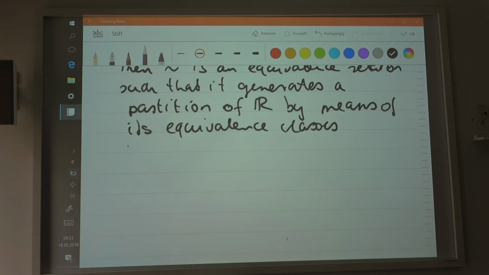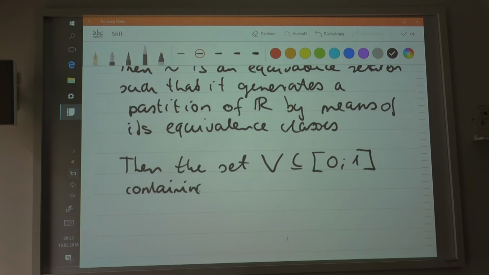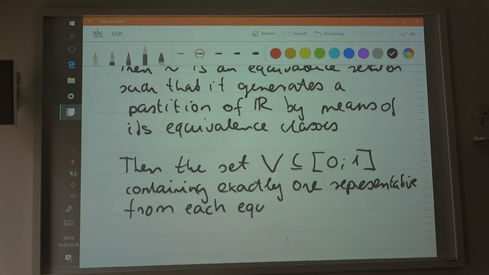Now, what we do is the following. For every equivalence class that we have, we select a single element, okay? And the set, remember, I call it capital B, which should be a subset of this interval, containing exactly one representative from each equivalence class, is called the Vitali set.